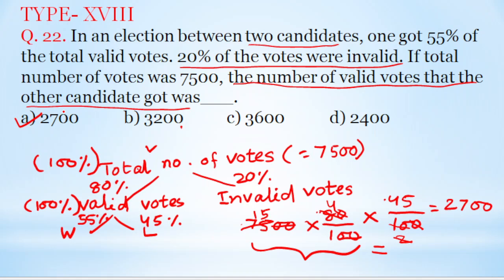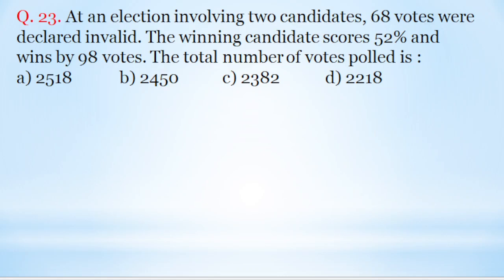Now the next question, question number 23. At an election involving two candidates, 68 votes were declared invalid. The winning candidate scores 52% and wins by 98 votes. We have to find the total number of votes polled.